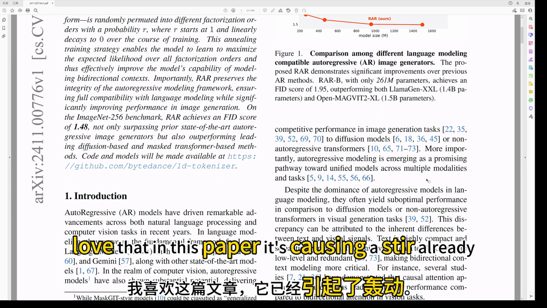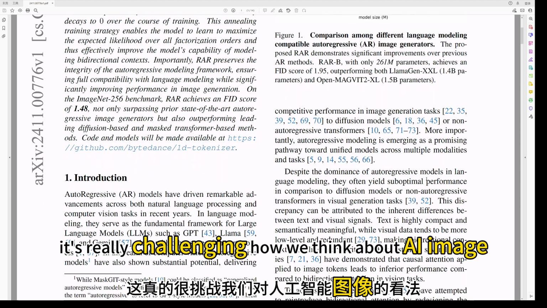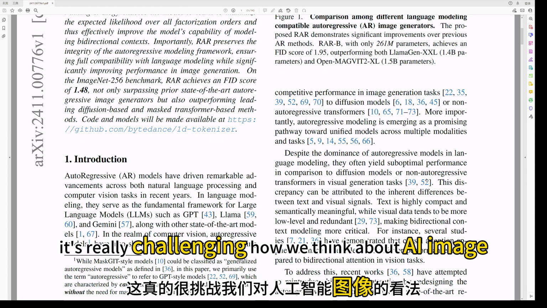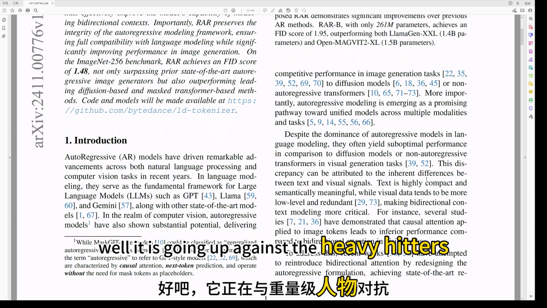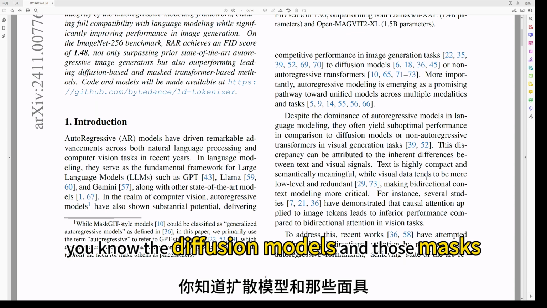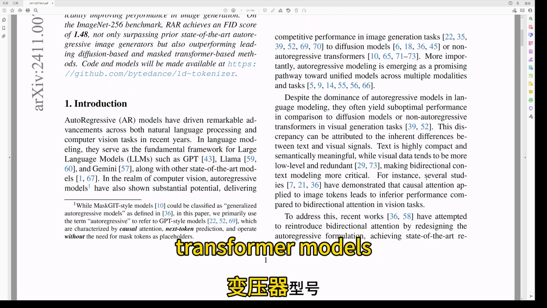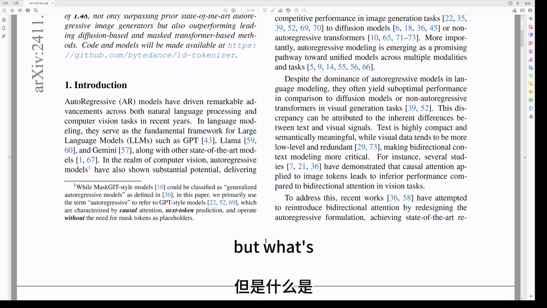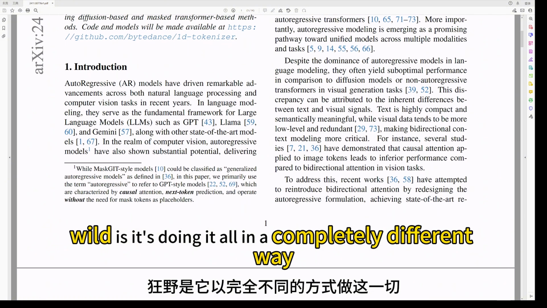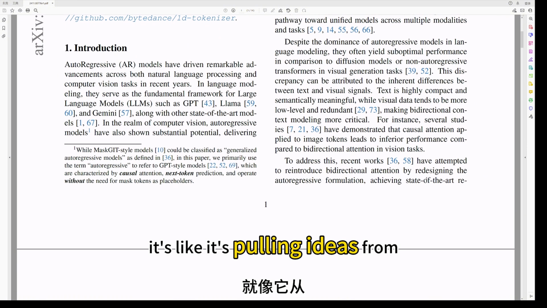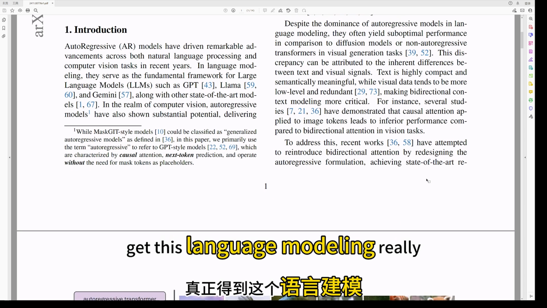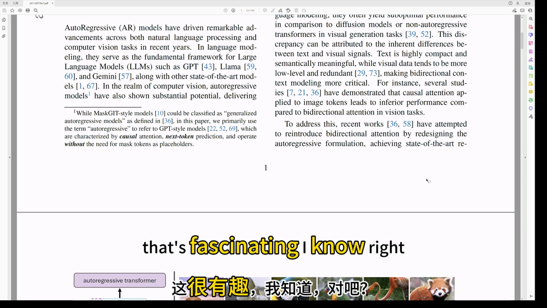And this paper, it's causing a stir already. It's really challenging how we think about AI image generation. Well, it is going up against the heavy hitters, the diffusion models and those masked transformer models. And holding its own. But what's wild is it's doing it all in a completely different way. It's like it's pulling ideas from, get this, language modeling. Really? That's fascinating. I know, right?